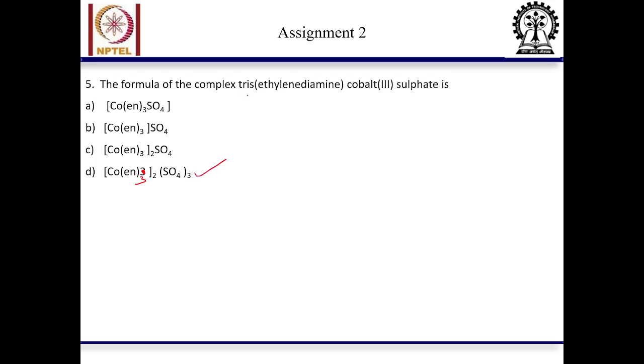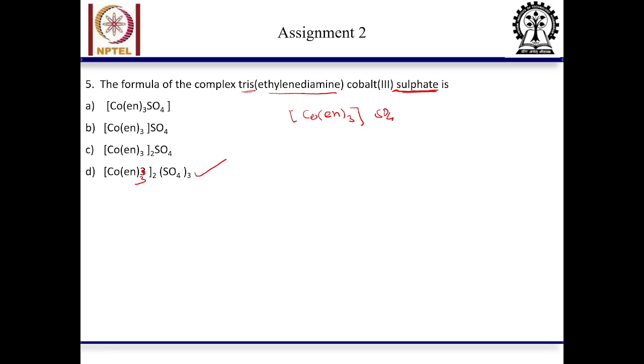So the first thing is tris(ethylenediamine). First I will write the metal. What is that metal? That is cobalt. Then it is tris(ethylenediamine). Tris means it is already di, that's why there is tris. Now here is the space, which means whatever anion is there, it is outside, so we have to write it as sulfate. Now the thing is that we have to balance the charges.